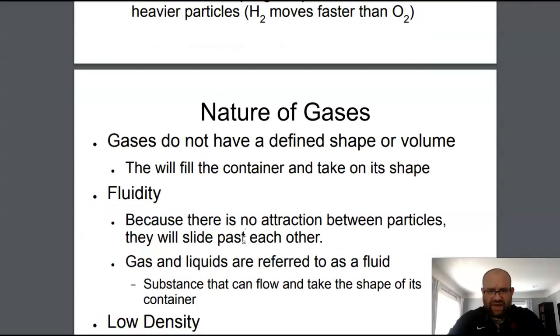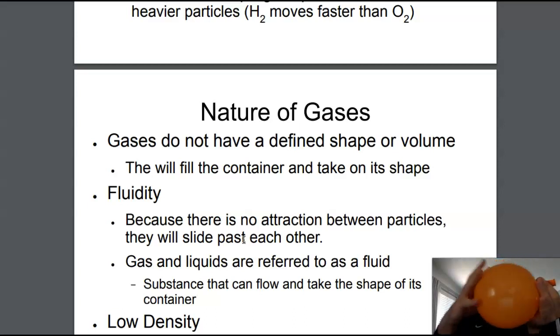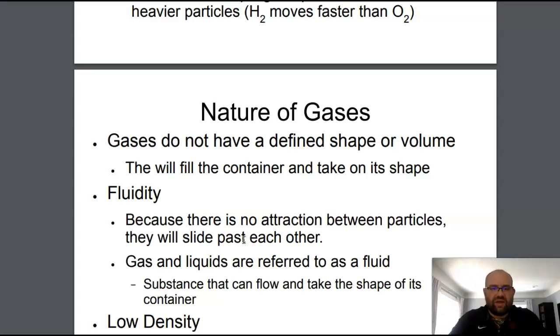So gases, they don't have a defined shape or volume. They fill the container and take the shape. So once again, the balloon, if I blow it up, takes the shape of the container. The balloon expands because I'm forcing particles inside the balloon. Those gas particles are bouncing off the walls of the container. And in the next chapter, we'll talk about things like volume and pressure and temperature with a mathematical equation.